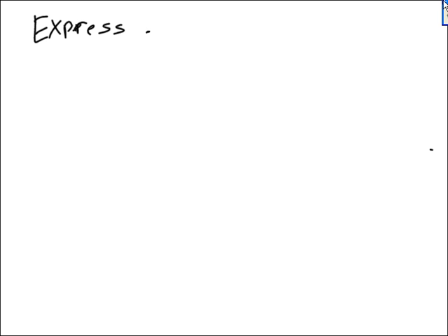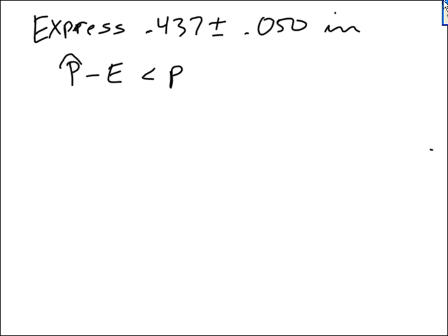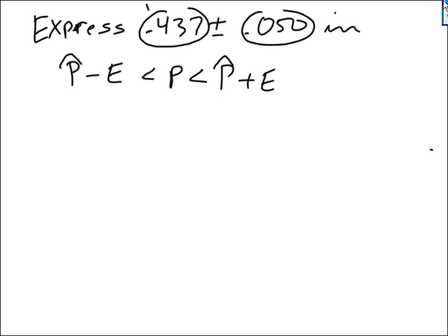If you have 0.37 plus minus 0.050, you want to express that in P hat minus E is less than P, which is less than P hat plus E notation. Well, just like before, this is P hat and that number is E. Okay, so it's P hat, 0.37, minus 0.050 is less than P.